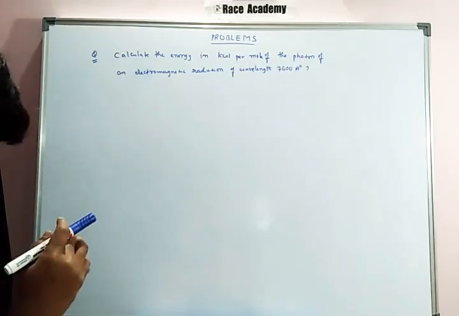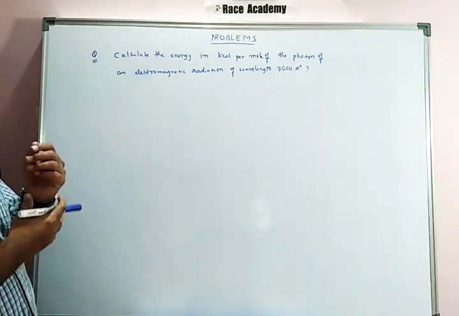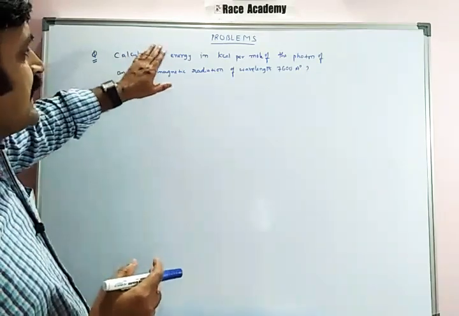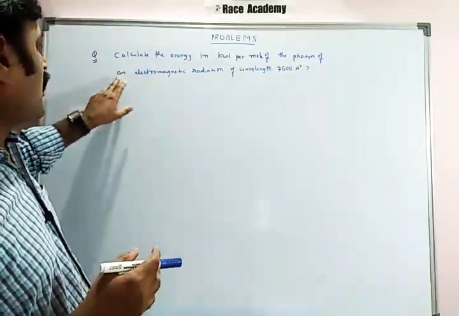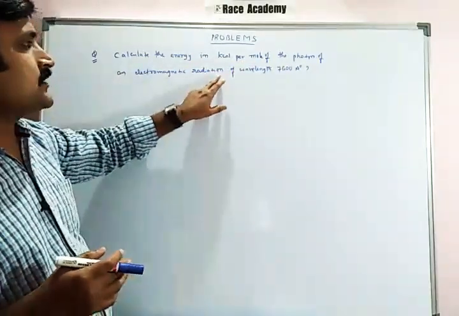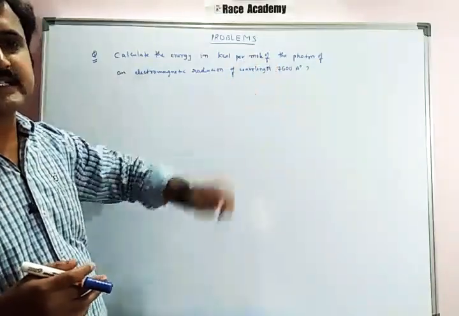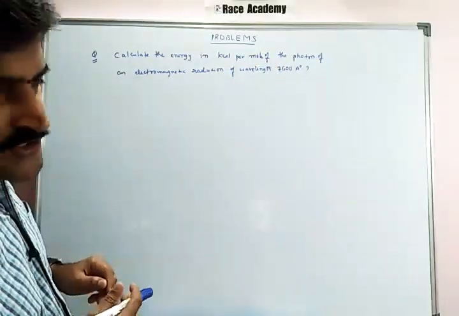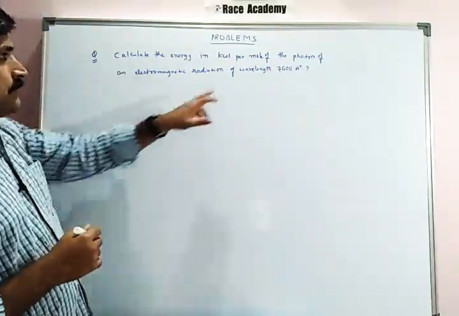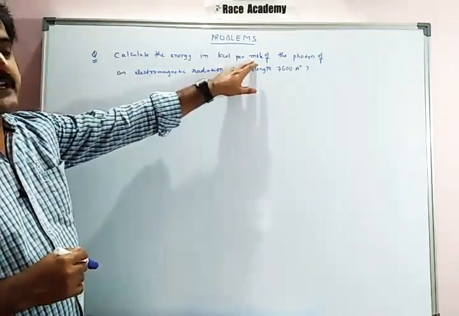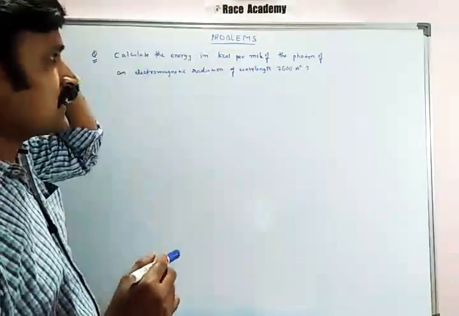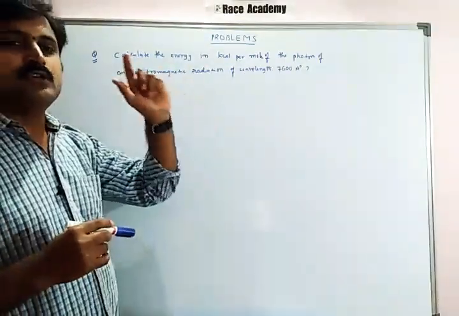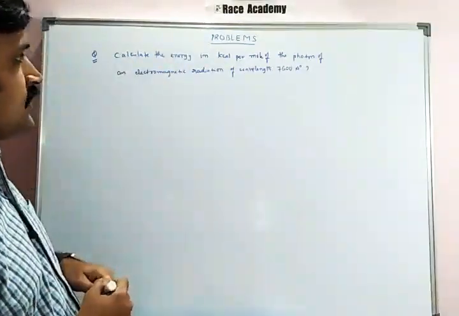Now we will see the next problem: calculate the energy in kilocalories per mole of the photon of an electromagnetic radiation of wavelength 7600 angstrom units. Here per mole is also mentioned, and another one is kilocalories. Whatever unit you get for the final answer, it should be converted into kilocalories.